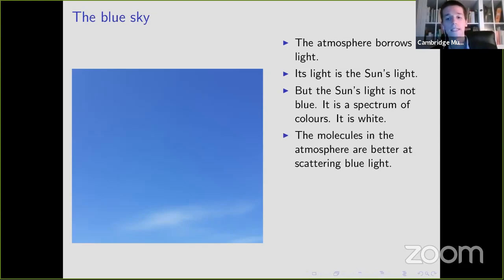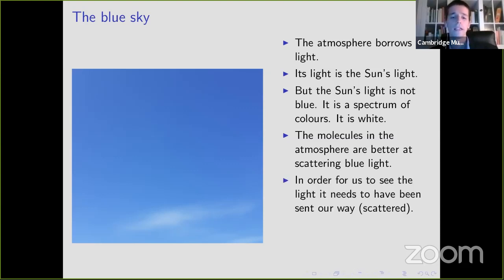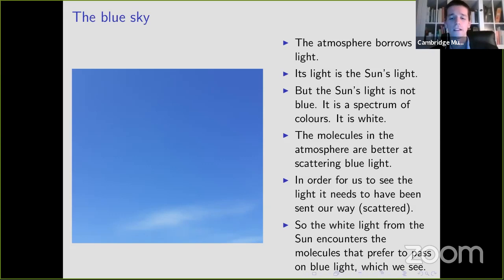What happens here is that the molecules in the atmosphere are small, and they're better at scattering blue light. In order for us to see the light, it needs to have been sent our way or scattered. So the white light from the sun encounters the molecules, and they prefer to pass on blue light. And so we see blue light preferentially.